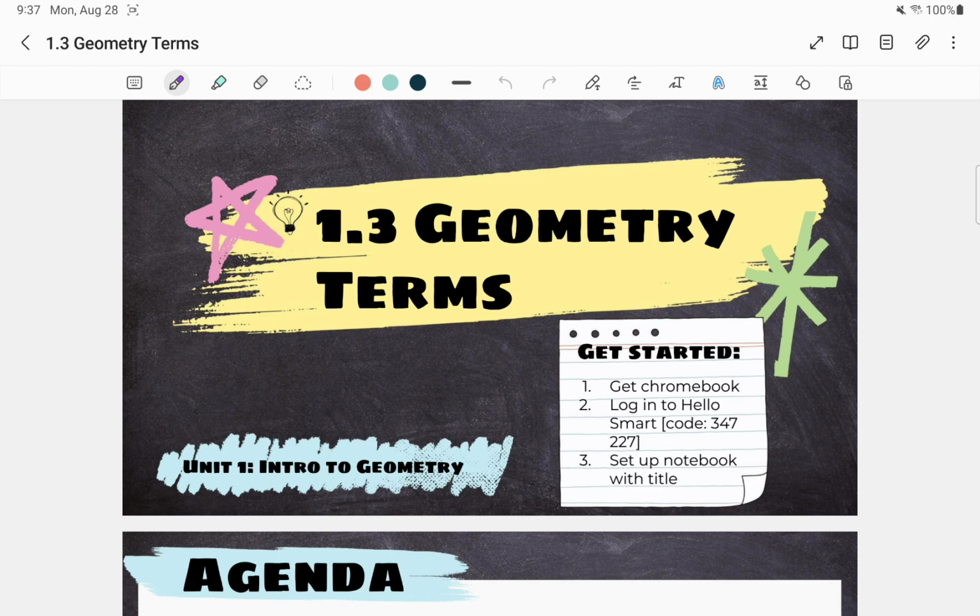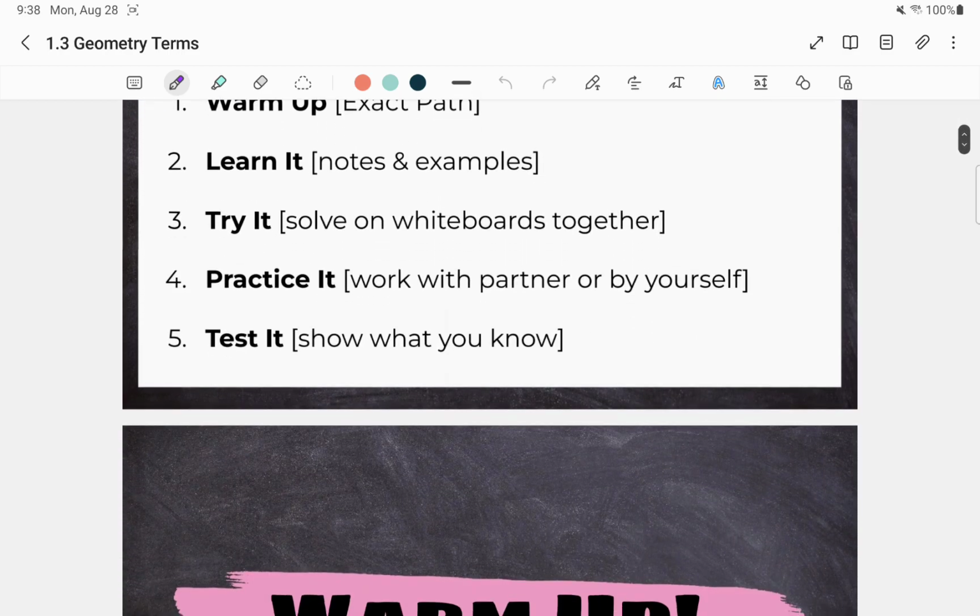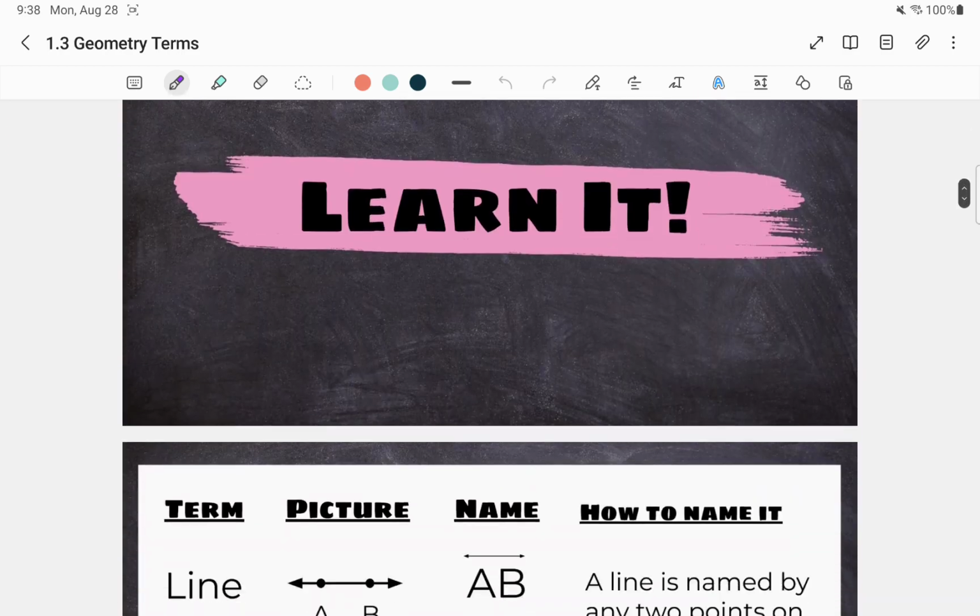This lesson is a little bit different because it is mostly vocabulary. So I'm going to go over the notes and then actually do the try it because there are no examples for this lesson. All right, so let's look at the notes first.